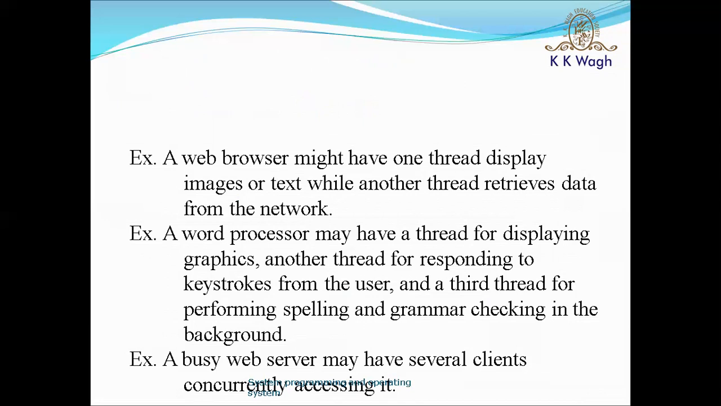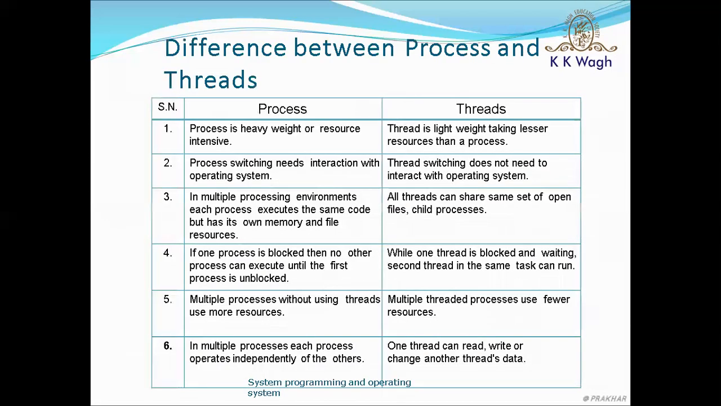A web browser might have one thread for displaying images or text, while another thread retrieves data from the network. The next example is a word processor, which may have a thread for displaying graphics, another thread for responding to keystrokes from the user, and a third thread for performing spelling and grammar checking in the background. The third example is a busy web server, which may have several clients concurrently accessing it. Let us move towards the next slide.